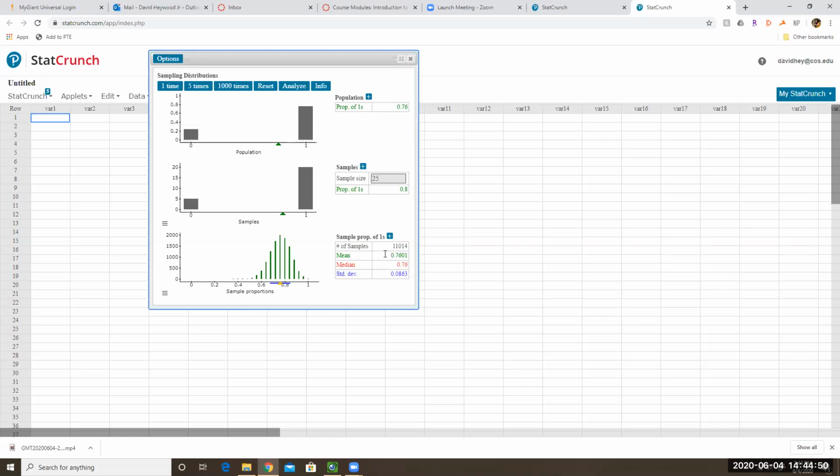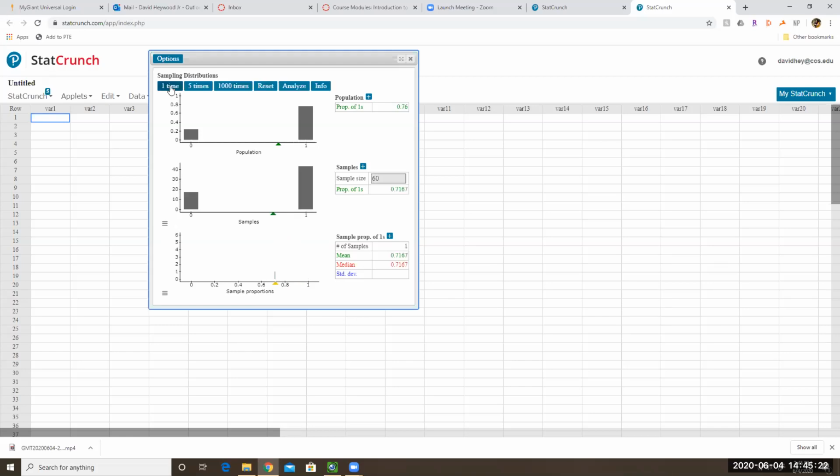The mean of the sample proportions is still pretty close to the population proportion, right? So mu sub p hat is approximately the same thing as p. And then sigma sub p hat, right? It should again be 0.76 times 0.24 divided by 25, and then take the square root, right? And you should get 0.0863 or something close to 0.0863. One more simulation. Let's simulate taking samples of size 60.